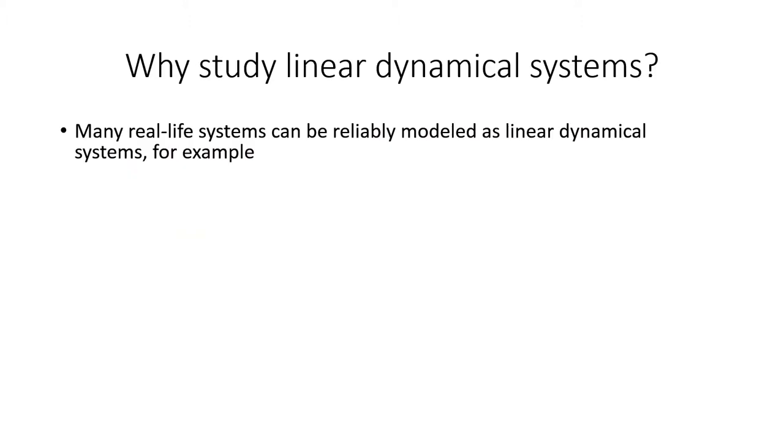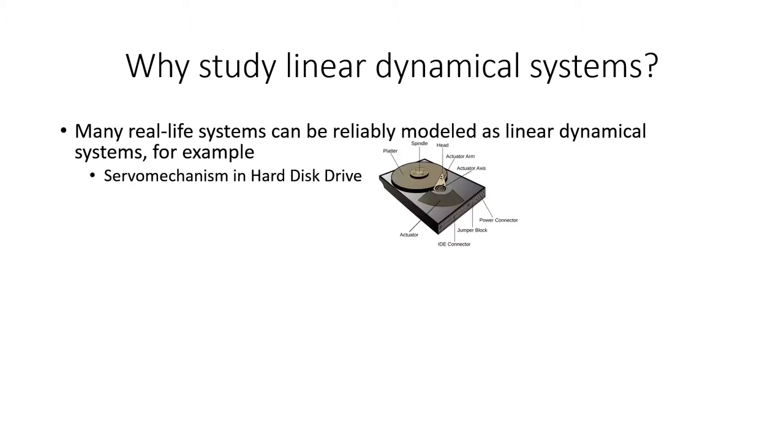So the question is, why should one study linear dynamical systems? The reason being that many real life systems can be reliably modeled as linear systems. Some of these examples include the servo mechanism in the hard disk drive. In this mechanism, we have an actuator known as the VCM actuator, which is housing the read and the write sensors, which are responsible for writing data on the disk platter of the hard disk drive system.